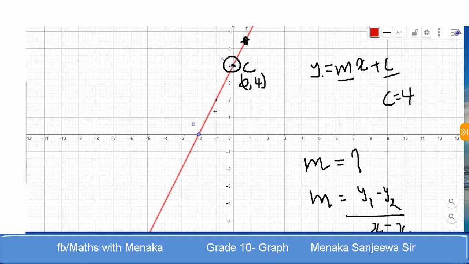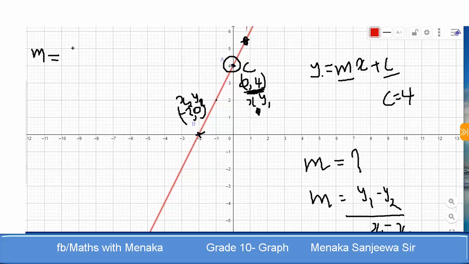If you want, you can take this point. Doesn't matter. I'll take B, the point here. This point is negative 2, 0. So you can use these two points to find the gradient. Okay, so how to find the gradient? The difference of y coordinates should be divided by the difference of x coordinates. I'll select this point as the first one. So y1 is 4, x1 is 0, y2 is 0, x2 is negative 2.